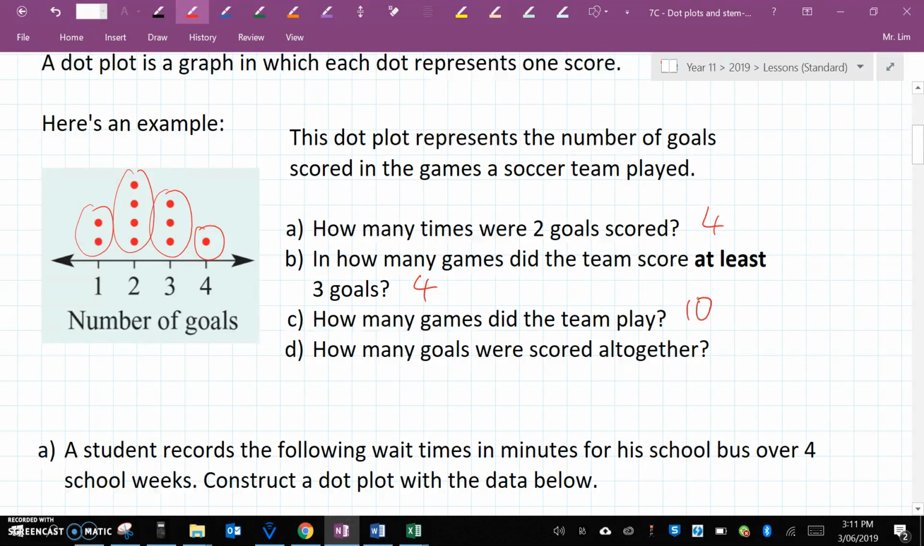How many goals were scored altogether? Well, here we have 2 games in which they scored 1 goal each, so that's 2 goals. Here we have 4 games in which they scored 2 goals each, so that's 8 goals. Here there's 3 games where they scored 3 goals each, that's 9 goals. And here we have 1 game where they scored 4 goals, so that's 4 goals. So altogether, the number of goals scored was 2 plus 8, which is 10, plus 9 is 19, plus 4 is 23.